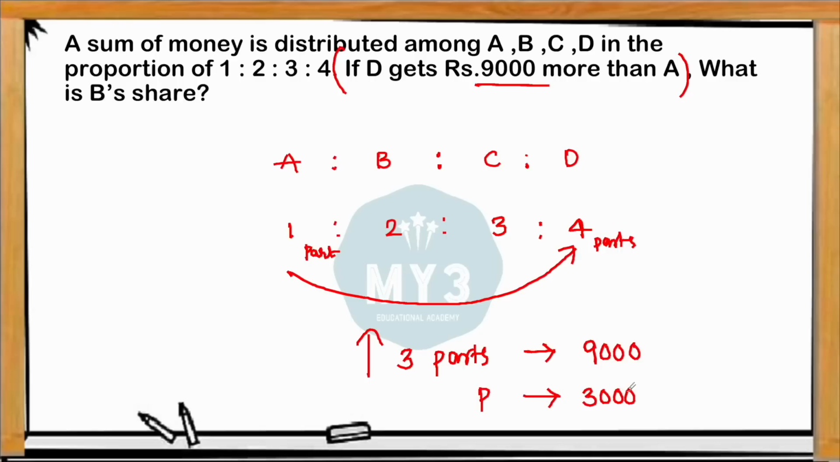But the question here is, what is the share of B? B is getting 2 parts. 2 parts means 2 into 3,000. Mark your answer choice as 6,000 rupees.